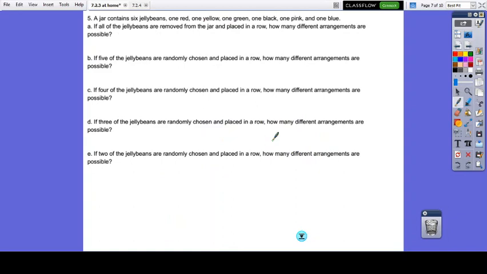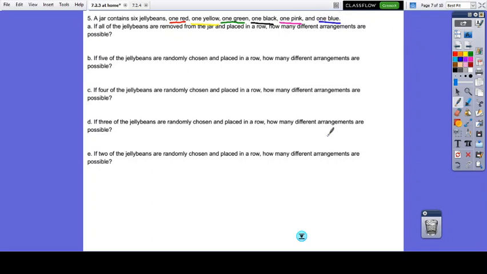If we keep moving along here, number 5, we get into a jar of jelly beans. A jar contains 6 jelly beans total. We have 1 red jelly bean. We have, yes, I'm going to use my colors here, 1 yellow jelly bean. We have 1 green jelly bean. We have 1 black jelly bean. We have 1 pink jelly bean and 1 blue jelly bean. So we have all of our different colors there.